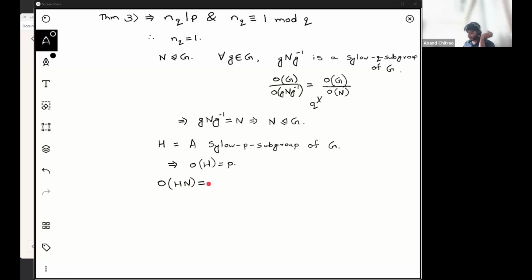So there is a small formula which says order of HN is order of H times order of N divided by order of H intersection N. Now, H intersection N is a subgroup of both H and N. Therefore, its order must divide P as well as Q. But P and Q are distinct primes. So order of H intersection N is 1. So this is just PQ. So this implies that G equals HN, or maybe I'll write it in a different way, NH.